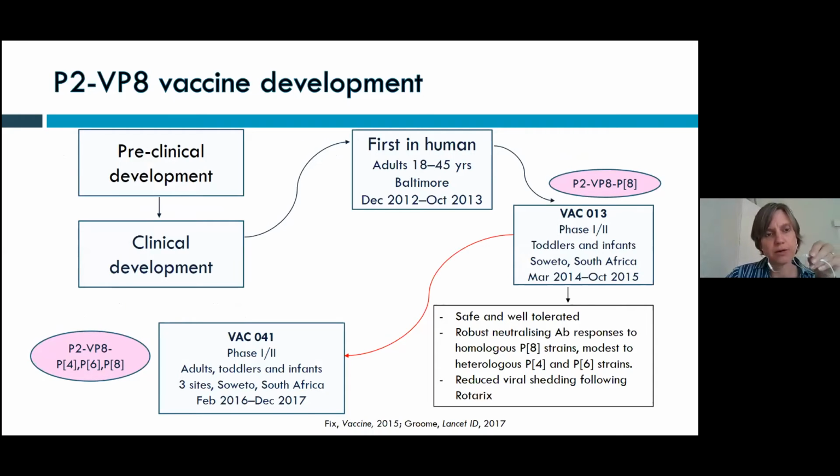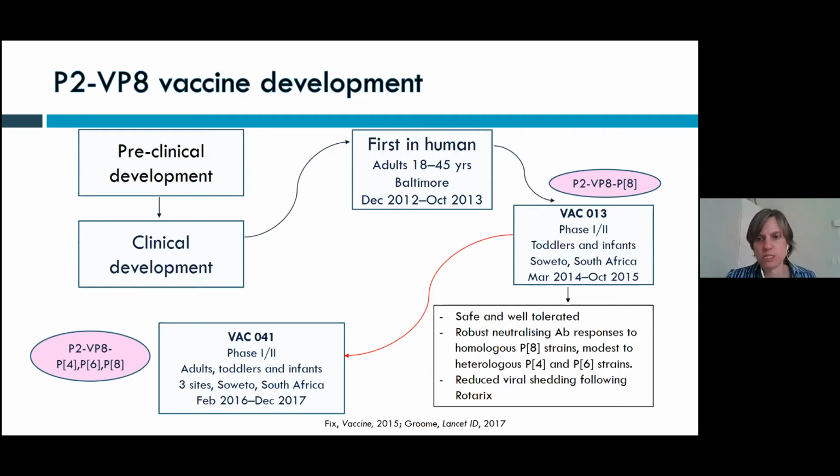And so obviously it showed a lot of promise in preclinical development, went on to clinical development with the first in-human study in the US in 2012-2013. And this was a monovalent vaccine, which meant that it took the subunit of the most common rotavirus strain, which is a P8 strain. So the most important strains are P4, 6, and 8 strains. So it used the P8 strain.